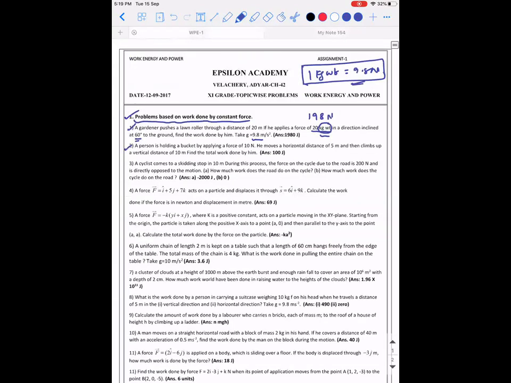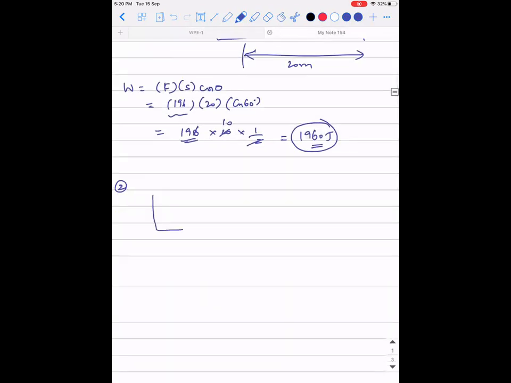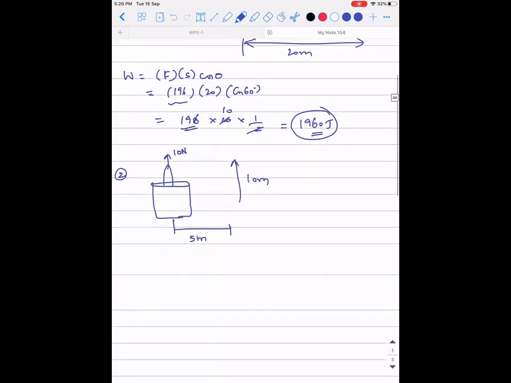Go to the next problem. A person is holding a bucket by applying a force of 10 Newton. He moves a horizontal distance of 5 meter and then climbs a vertical distance of 10 meter. Find the total work done by him. So if you see, there is a bucket held with a force of 10 Newton. He is covering a horizontal distance of 5 meter and a vertical distance of 10 meter. Let's say A to B is horizontal, B to C is vertical.